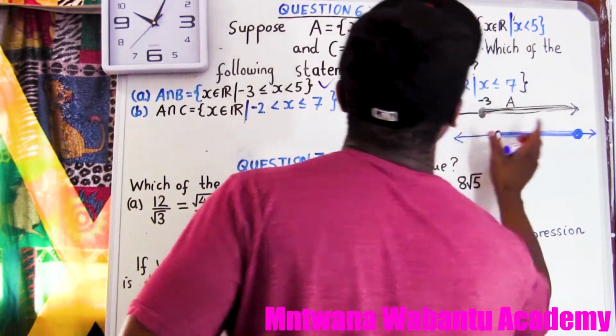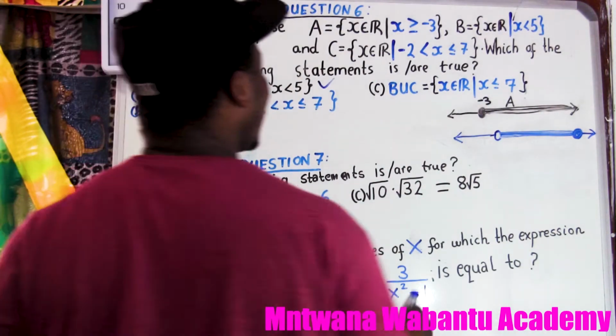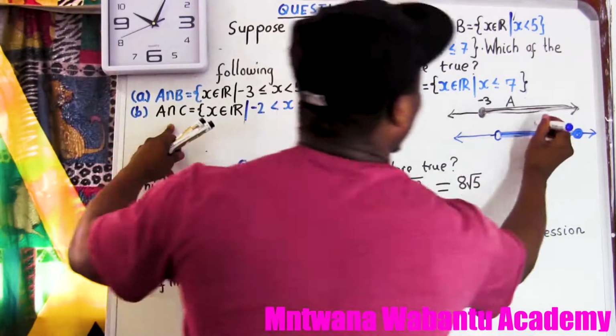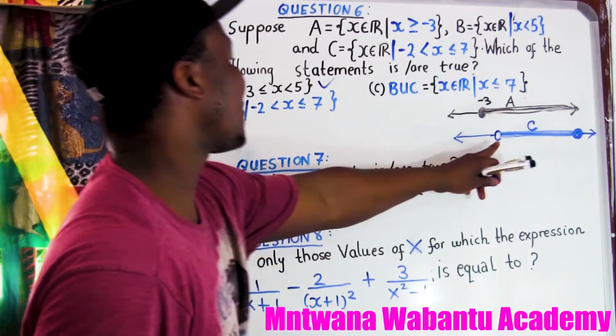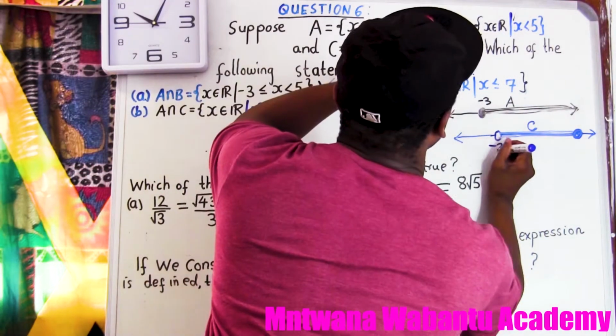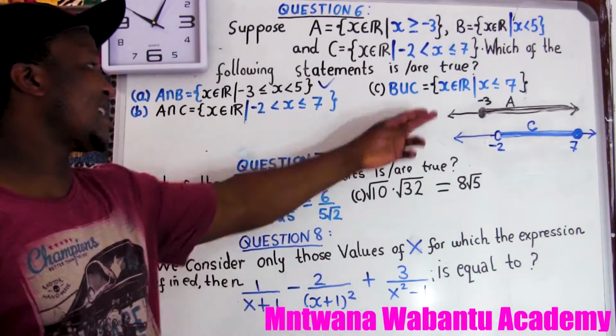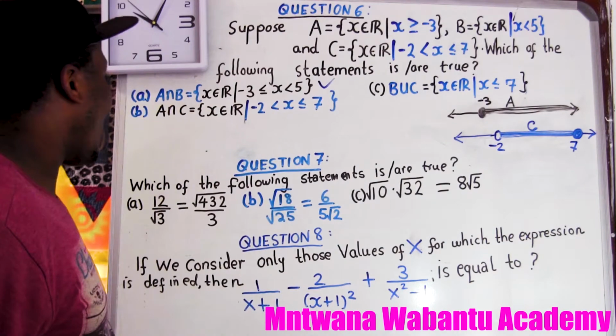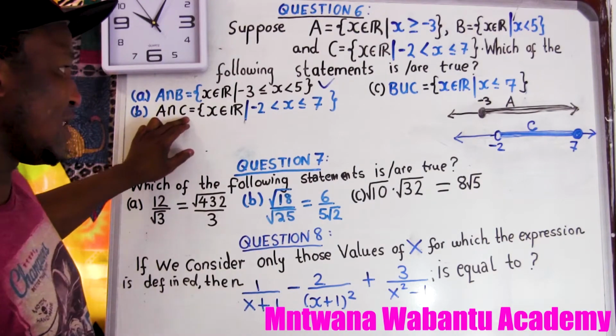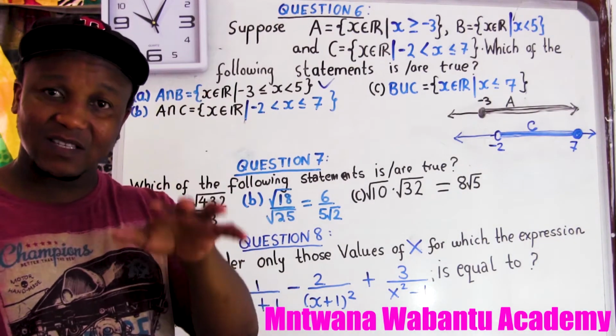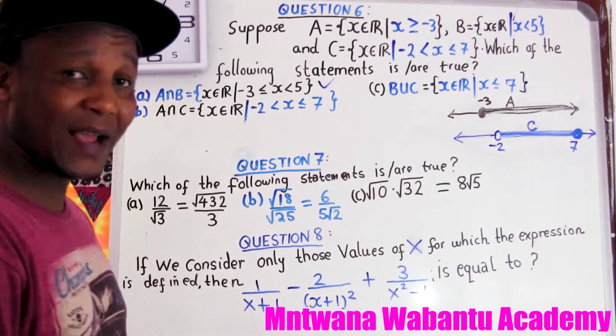So this is a number line. If they ask, represent B as a number line, C as a number line, because A intersection C. So this would be C and this would be A. So C starts from here, which is -2, all the way to 7, on a number line. So this is separate. But now we want to see them together, A intersection C. Intersection means where they have things in common.